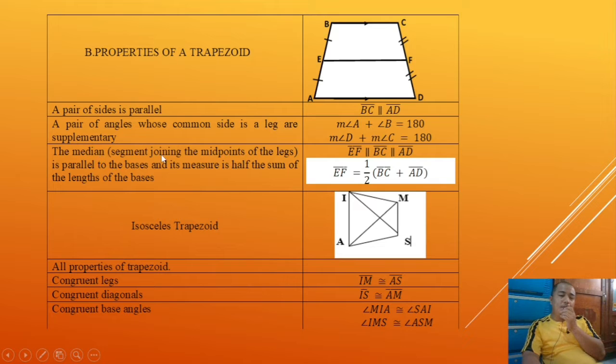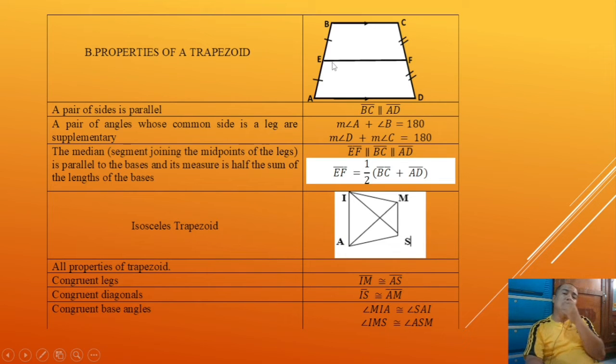The median, or the segment joining the midpoints of the legs, is parallel to the bases, and its measure is half the sum of the lengths of the bases. Let us call line segment EF the median. It is like the triangle mid-segment, but for the trapezoid median. Okay, how can we draw a median?